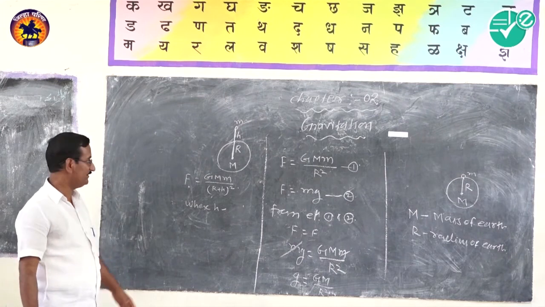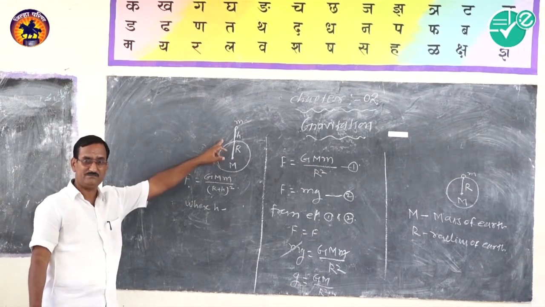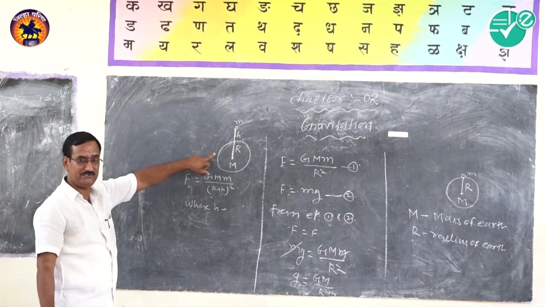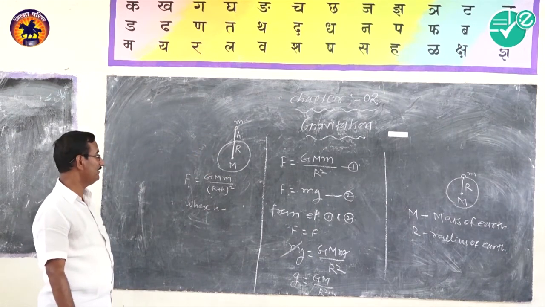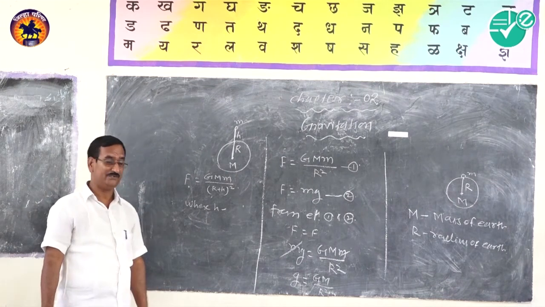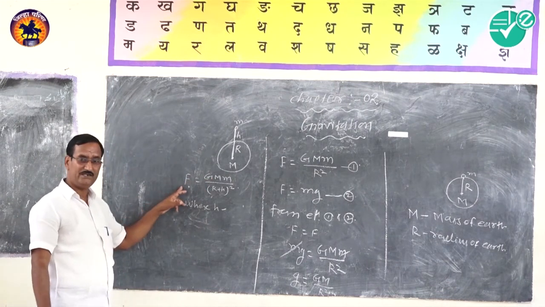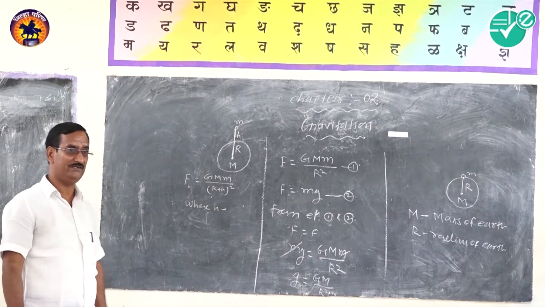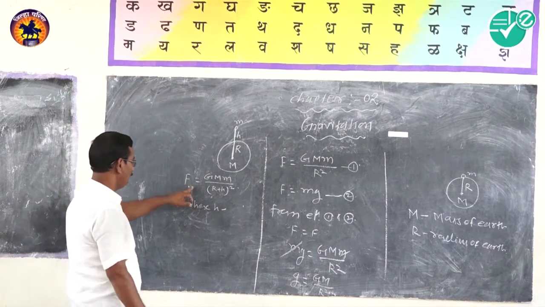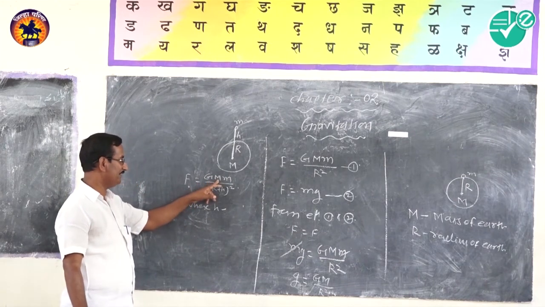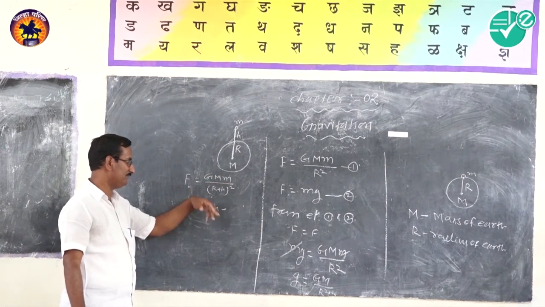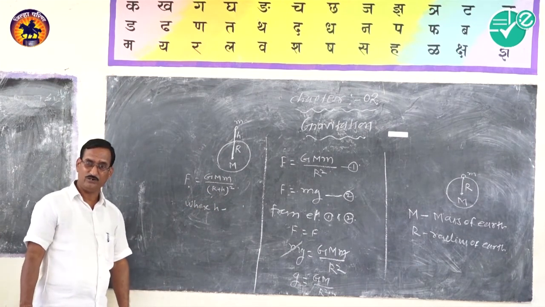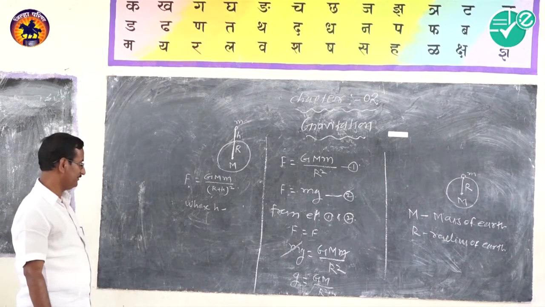For the acceleration due to gravity at height h, consider any body of mass small m placed at height h above the surface of Earth. Let capital R be the radius of Earth and capital M be the mass of Earth. Then according to Newton's law of gravitation, the force between them is F is equal to capital G capital M small m divided by (R plus h) whole square, where h is the height of that body from the surface of Earth.